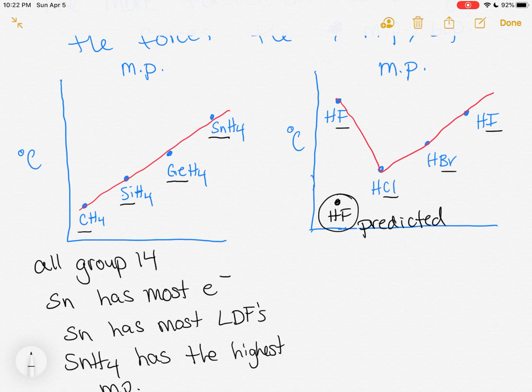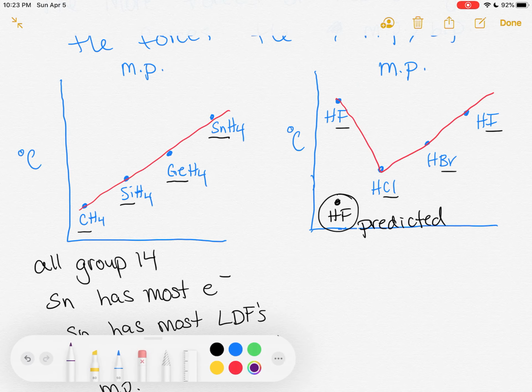So HF would have fewer electrons than HCl. HCl would have fewer than HBr. HBr would have fewer than HI, meaning iodine would have the highest amount of electrons and should have had the highest melting point. But we have this anomaly happening where our HF is actually a really high melting point compared to the HCl, the HBr, the HI.